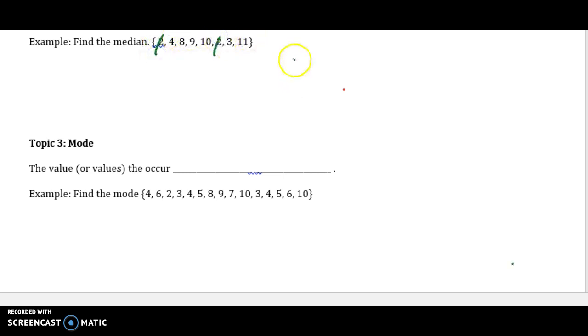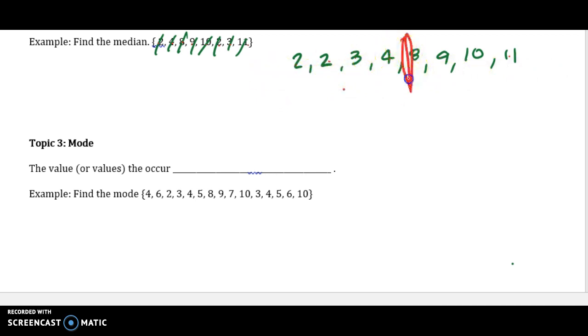Start writing your numbers in order. So we had a 2 and another 2, then a 3, then a 4, then an 8, then a 9, and a 10, and then an 11. Okay, so I go through and I find my middle number. There are 1, 2, 3, 4, 5, 6, 7, 8 numbers. So halfway from 0 to 8 is 4.